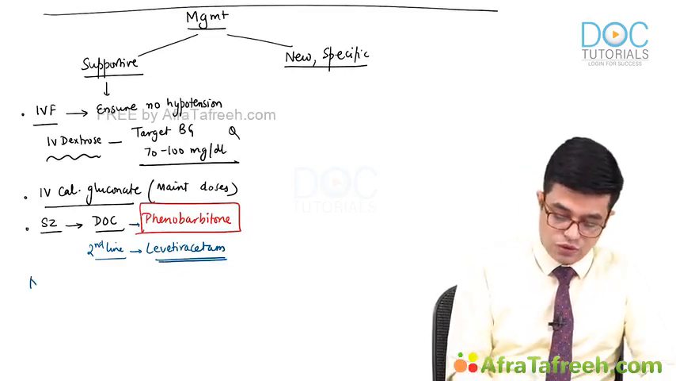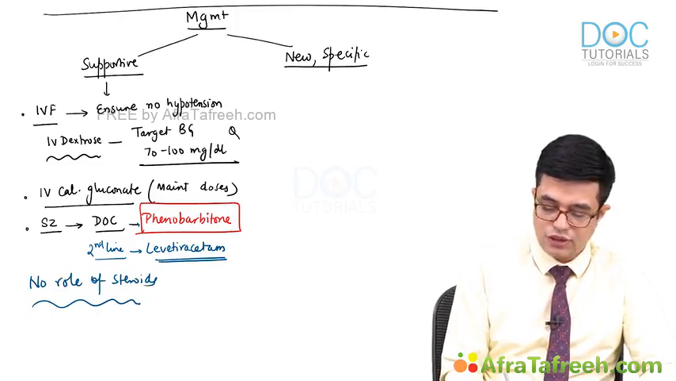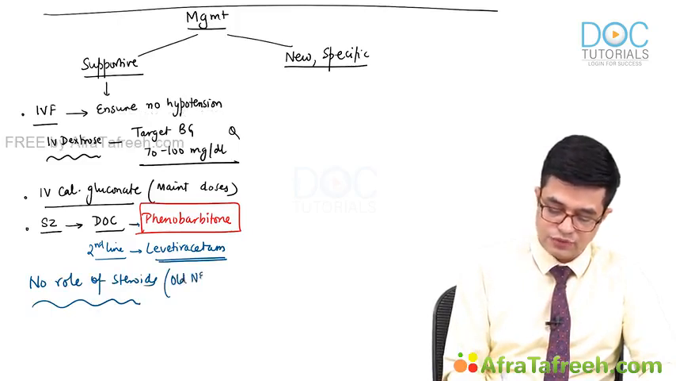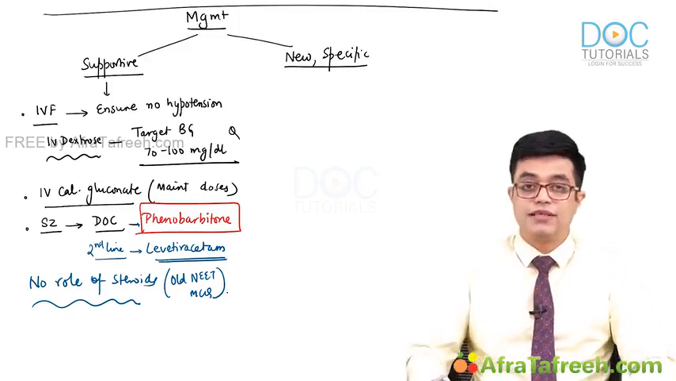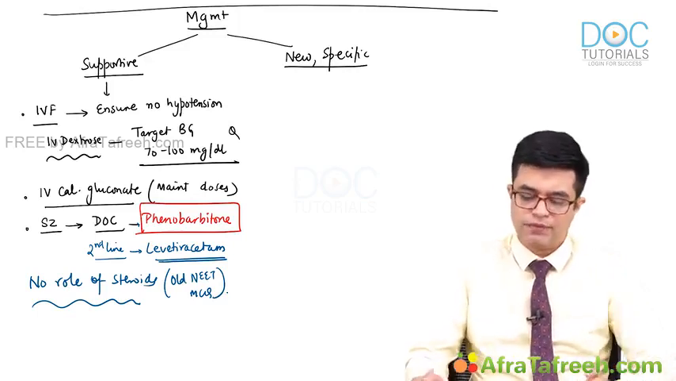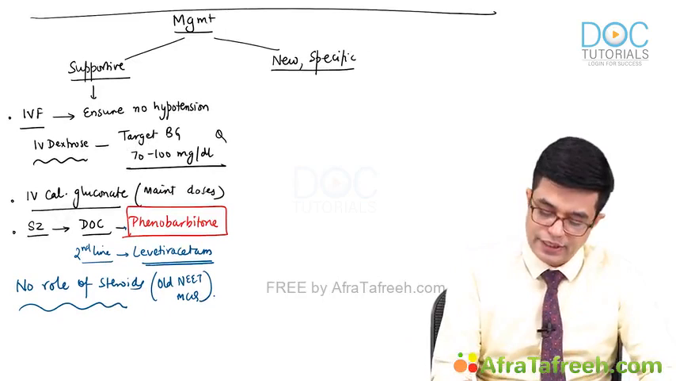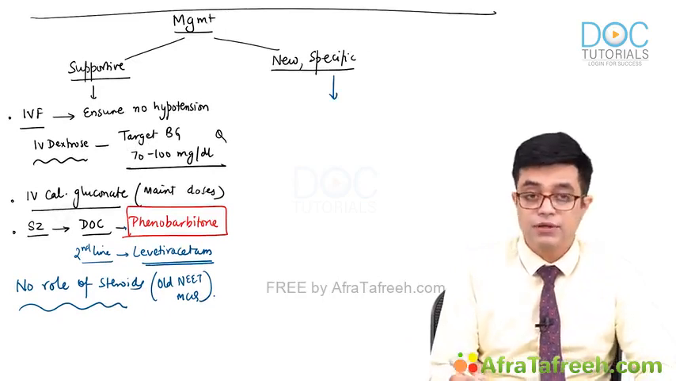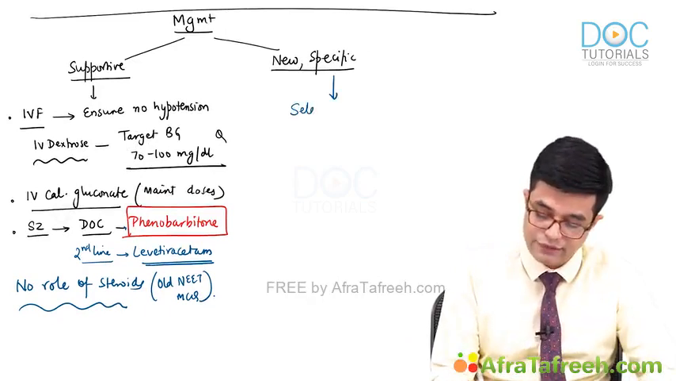And there is no role of corticosteroids in the management of HIE. So, this is an old NEET MCQ. All of the following have a role in the management except, one of the options was dexamethasone, and that was the answer by exclusion. Now, what is the specific therapy? In specific therapies, we have a therapy which is called selective neuronal cooling.